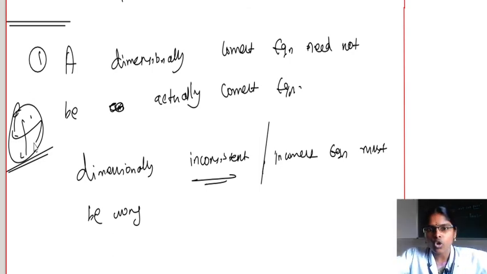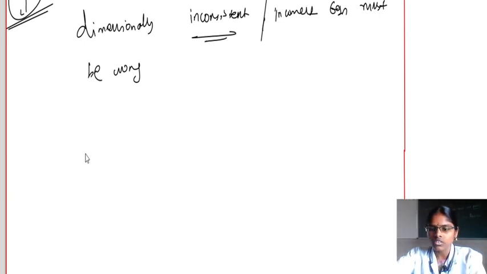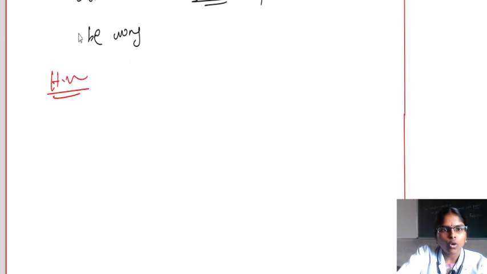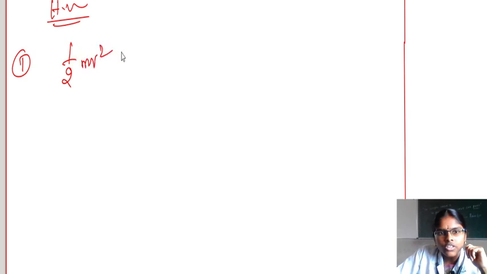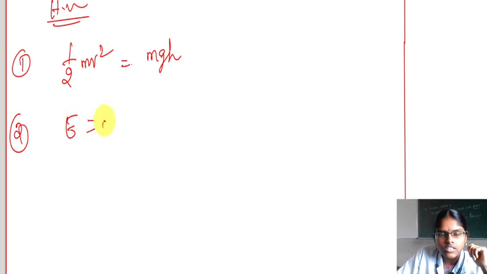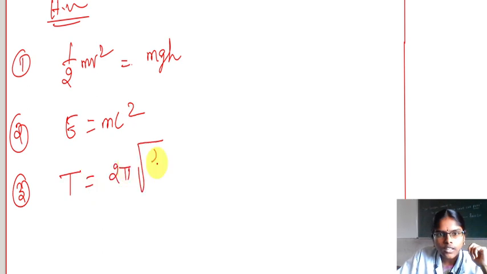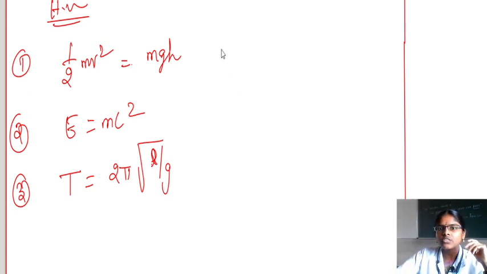So now this topic is over. Now I'm going to give you a few homework sums. Just write down the sums. These are the practice problems. You can practice these sums using the same method: mv square is equal to mgh. The second one is E is equal to mc square. The third, T is equal to 2 pi root L by G, root L by G. So you can just practice these problems.